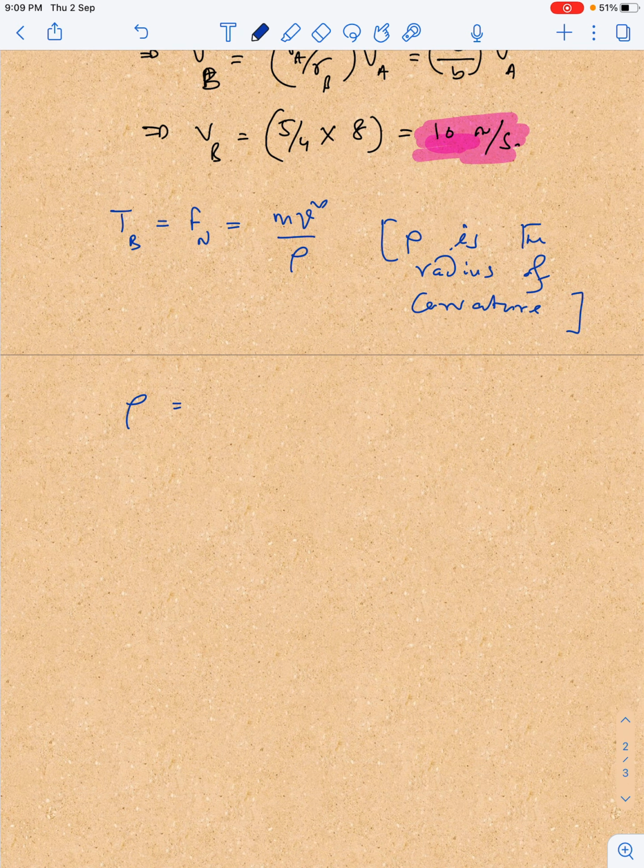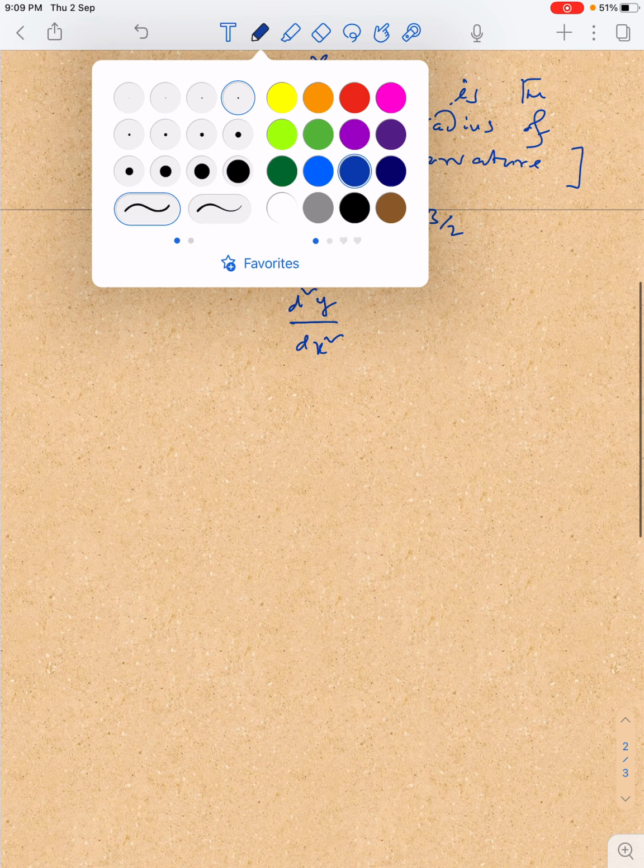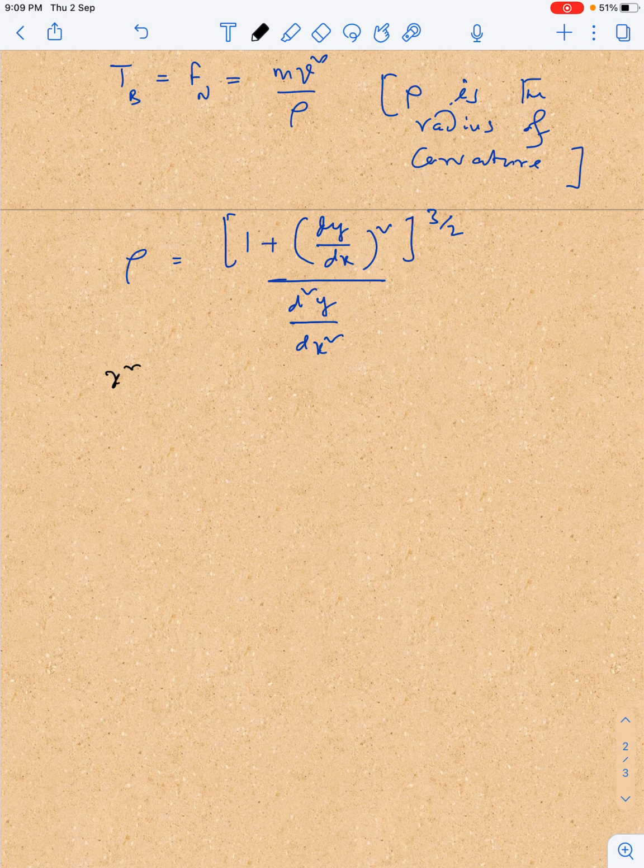Rho हम लोगों को पता है भाई 1 plus dy dx whole square whole to the power 3 by 2 divided by d2y dx2. So this is the mathematical form for rho. Now we have to go back to the previous equation that I got. वो equation क्या है? जो ellipse का equation था, that I have written x square by a square plus y square by b square is equal to 1.